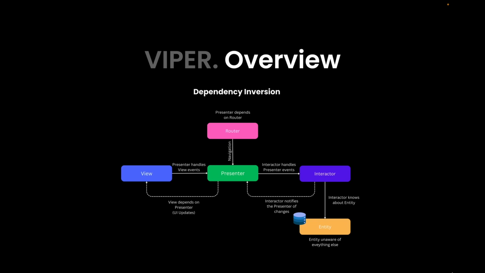Let's also take a look at how dependencies work in Viper. View is the part of the UI that changes most often, so we don't want other parts to be responsible for view. View itself is dependent on presenter. Presenter depends on interactor and router, which acts as a high-level layer here. And interactor depends on entity, and as usual model, but this time with a different name. Entity doesn't depend on anything.